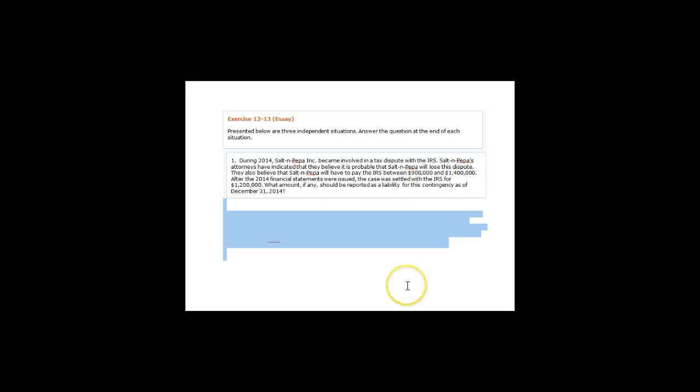Okay, let's move to exercise 13. And this is 3 cases, and we're just going to look at those. These are contingencies. Do we accrue these and report them on the balance sheet, or does it get disclosed, or do we do nothing? So what are the 3 possibilities? So this gives us an opportunity to really apply those concepts discussed earlier.